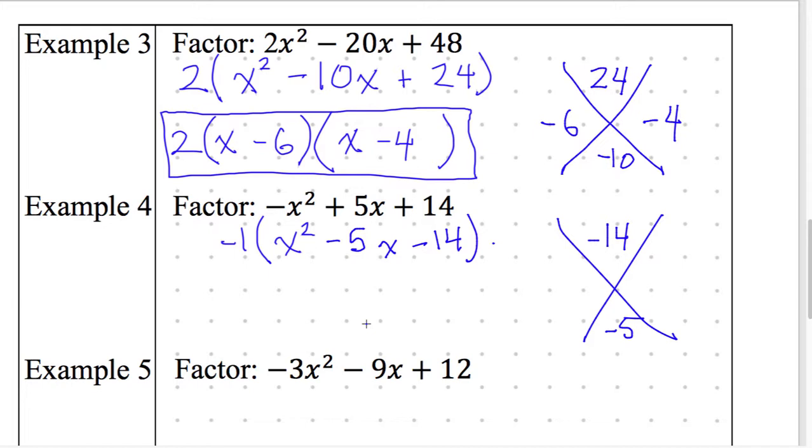What 2 numbers multiply to -14 but add to -5? You should always be thinking of factors of 14 first. What times what is 14? And then make one of them negative. Eder, go for it. -7 and 2. -7 and 2 do multiply to -14, and they do add to -5.